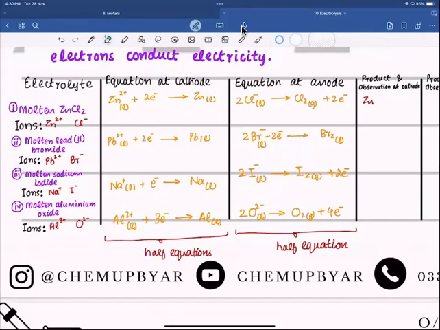Okay. So what are we going to get at cathode when molten lead bromide is electrolysed? Pb, lead. Why zinc? I am saying molten lead bromide. Okay. When we do the electrolysis of molten sodium chloride, what will we get? Sodium. And what will we get over here? Aluminium. Is this clear to all of you?